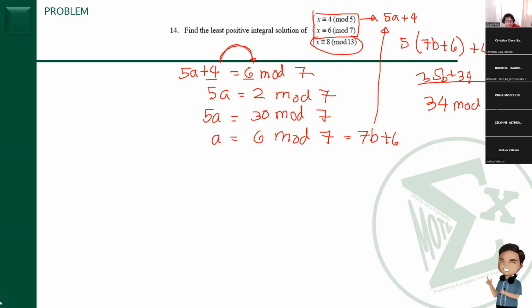I'm going to change the pen because it's round 2. Round 2. 35b plus 34 is 8 mod 13. Okay, so I'm going to transpose it to the other side. 35b is equal to negative 26 mod 13.